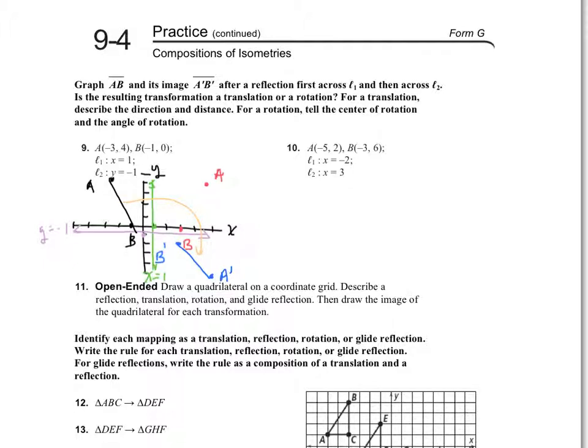And they want to know the center of rotation. Well, the center of rotation is right here where the 2 intersecting lines cross. So that center of rotation is 1, -1. And so this is a rotation.